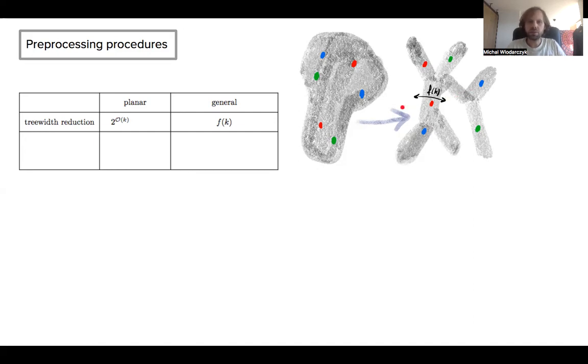For general graphs, we knew that it is possible to reduce Treewidth to some implicit function of k. And in planar graphs, the situation is better. There is a way to reduce Treewidth to be single exponential in k. And people wondered whether you could do better here, because that would immediately yield an improvement in the running time. Ideally, we would like to reduce Treewidth to be polynomial in k, but so far we lack techniques to address this question.